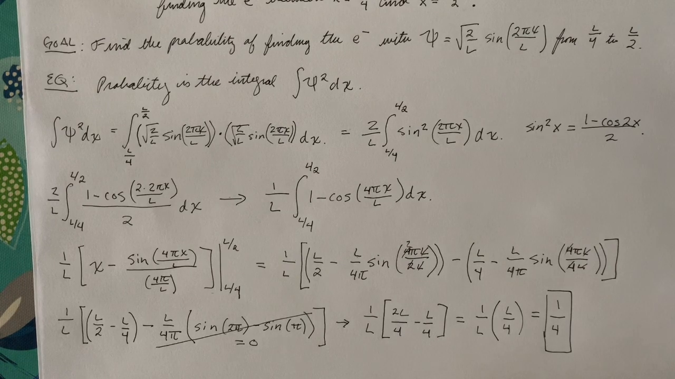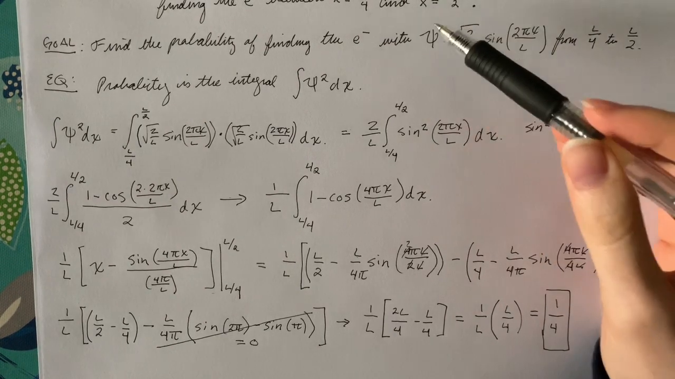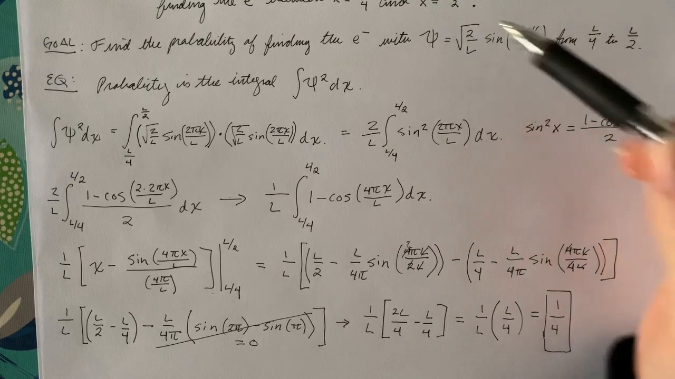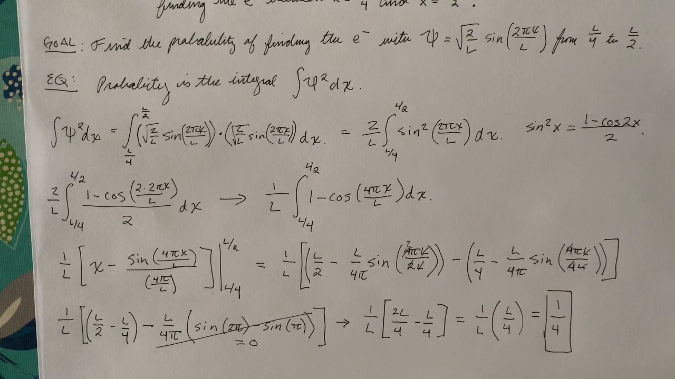So what this answer means is that the probability of finding the electron between x equals L over 4 and x equals L over 2 is 0.25, or 1/4. Another way to say this is that 25% of the time, the electron exists between these bounds, which is pretty cool.